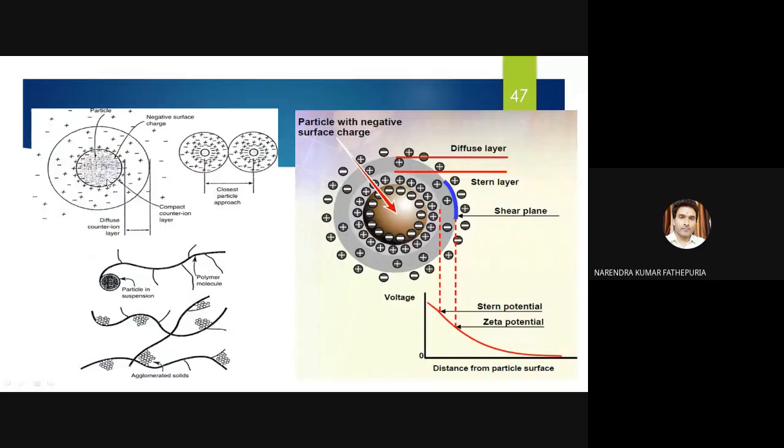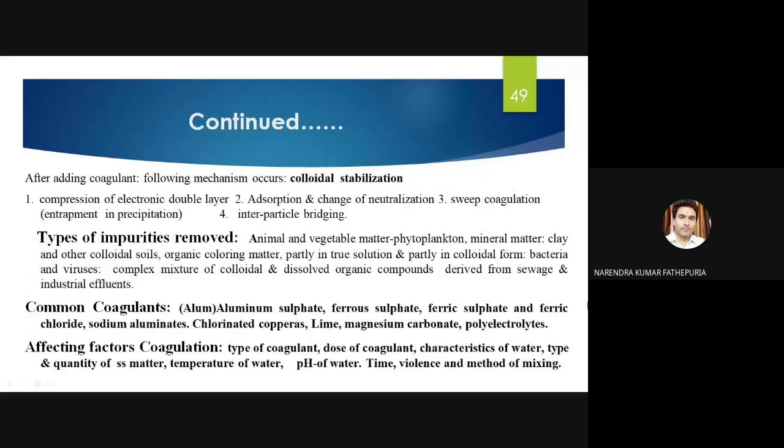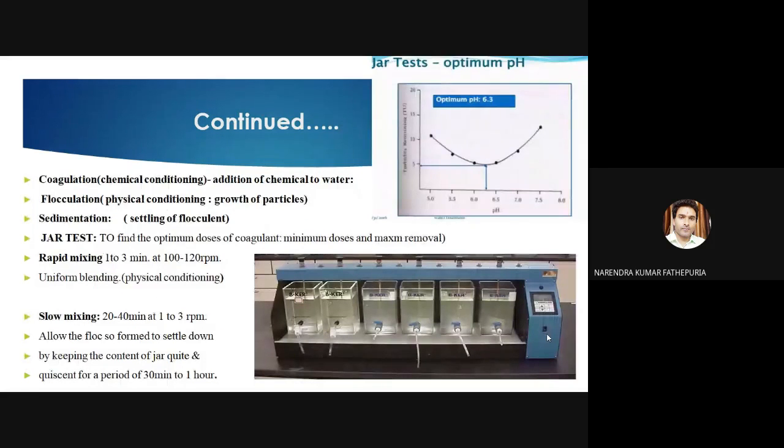How the negatively charged impurities will react with the added coagulant, how the chemical reaction will take place, and how the impurities will settle down due to physical sedimentation, right? All of these things we studied last time. And what type of impurities will be removed by coagulant operations? The common coagulants that you are going to use: ferrous sulfate, alum, ferric sulfate, and ferric chloride. These things we have discussed. I'm just quickly revising what we did last time, so it will be easy to understand for the further process.